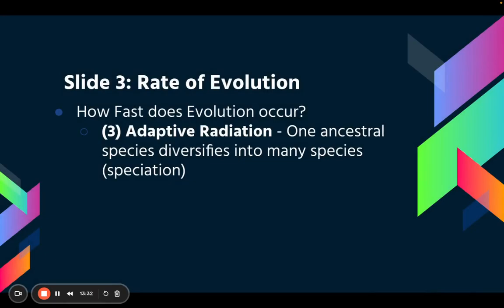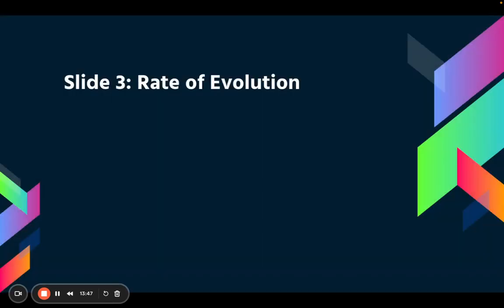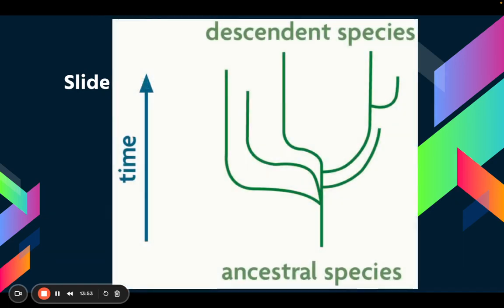The final process is known as adaptive radiation. This particular process of evolution is where one species can split into a number of different species. It essentially results in speciation, or the formation of a new species. Basically, what happens is an ancestral species is adapted to a different environment, so you can see the emergence of a new species from each environmental change.